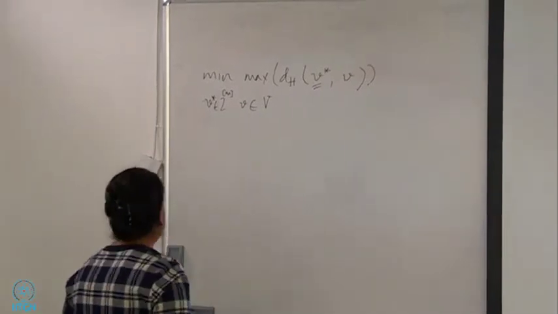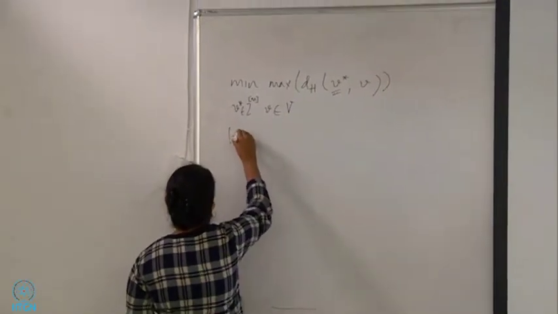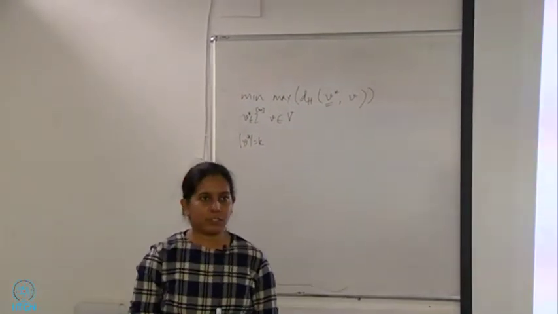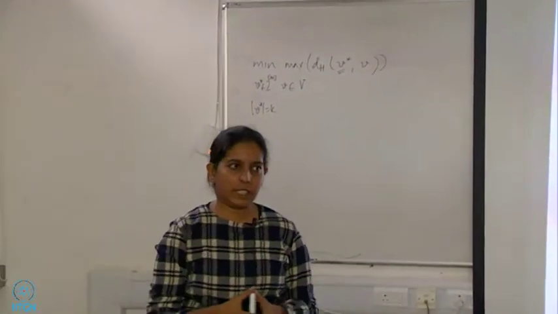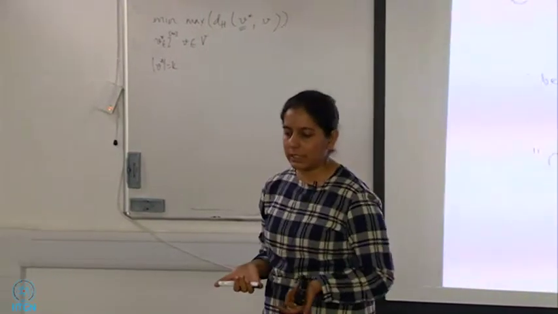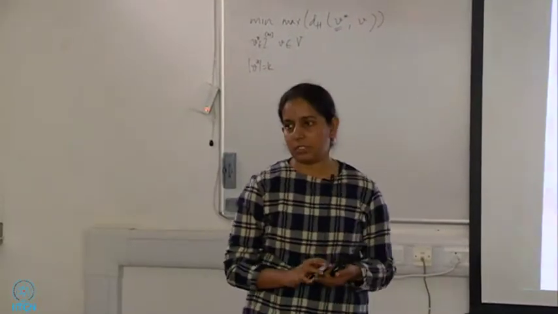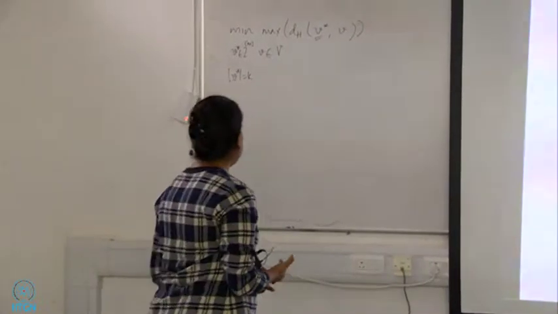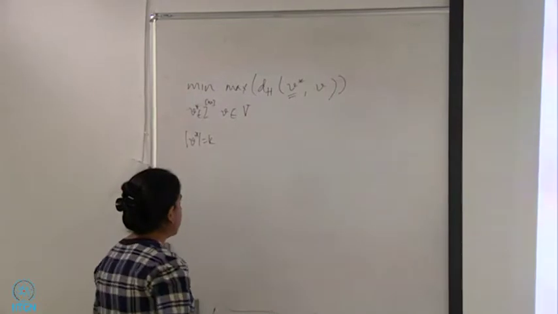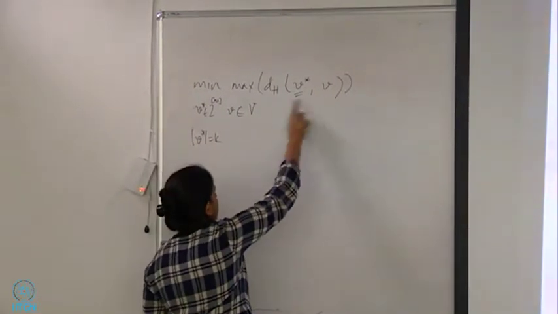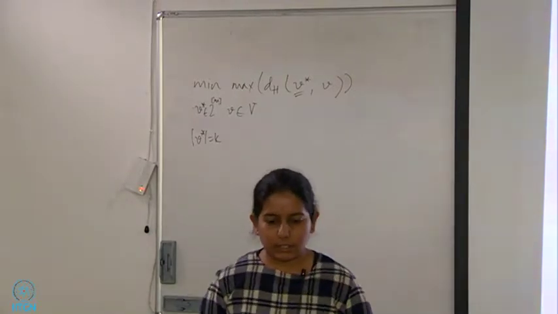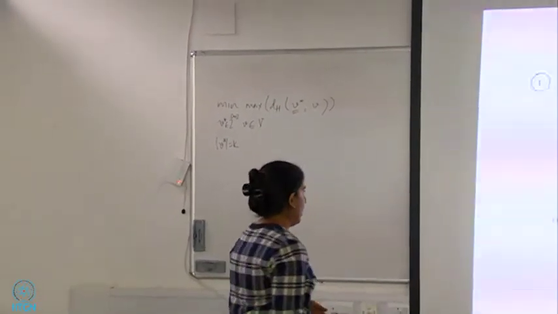You may also additionally want the size of V star to be equal to K. So let's say you're looking for a committee of a fixed size. So that's K. Some people like to ask for committees of size at most K, but I think we'll just stick to committees of size exactly K. So you want that committee that minimizes the maximum distance from any voter. This max is over all the votes in the profile. Okay. So that's the MAV problem.